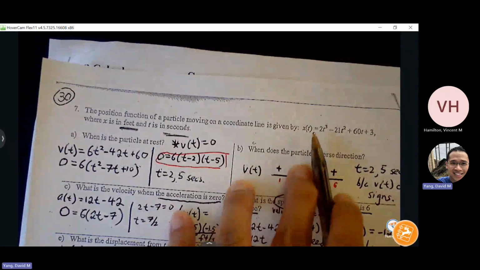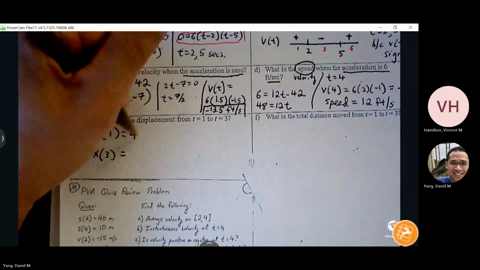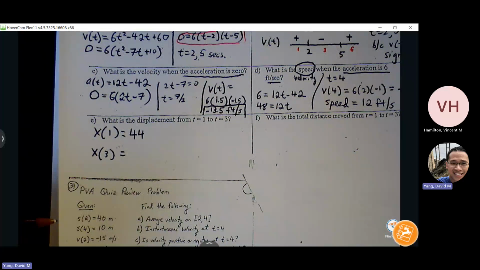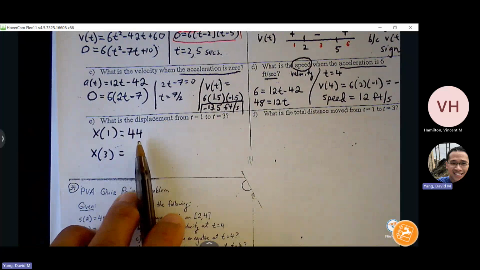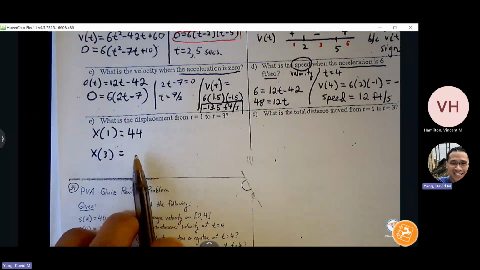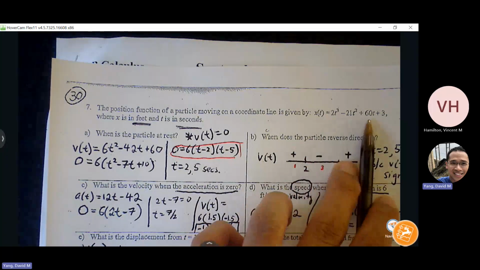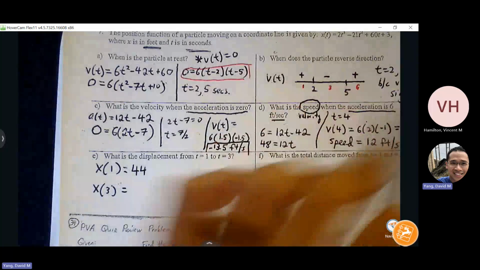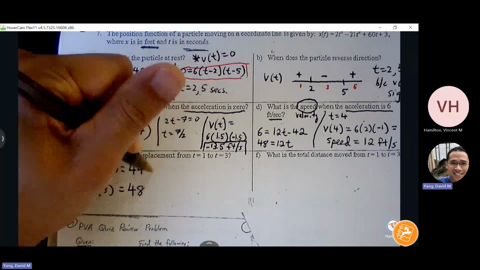So if I insert 1 into the position function, I get 2 minus 21 plus 60 plus 3, and I'm going to do the math for us, it ends up being 44. So 1 second in, this object is going to be on the x-axis at position 44. X of 3, we can plug 3 into the original function to find the location of this object. So 2 times 3 cubed minus 21 times 3 squared plus 60 times 3 plus 3. The numbers will be easier on the quiz, but I just want to go through this example. It's 48.